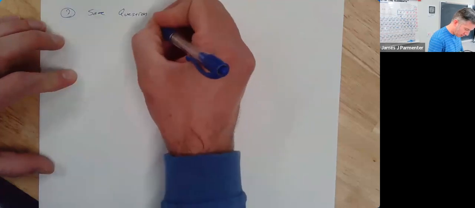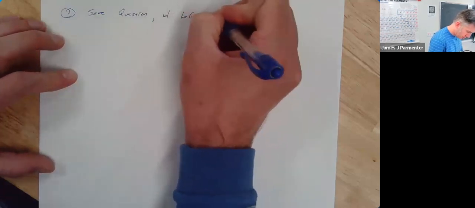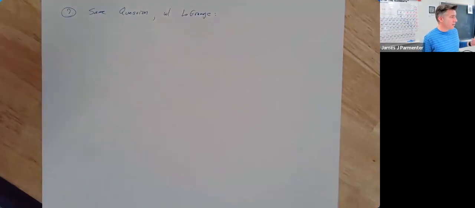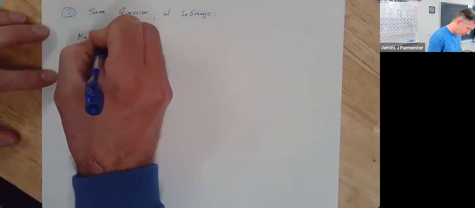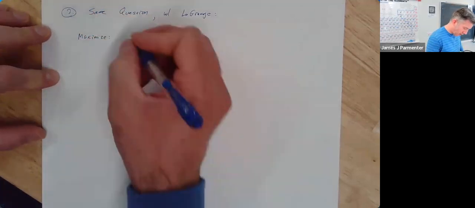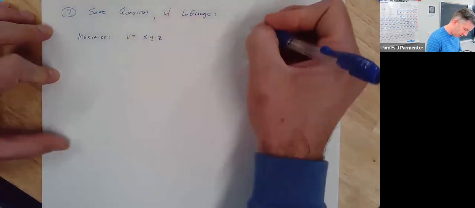But now with Lagrange. Okay, so for Lagrange, we need to identify two things. We need to identify what we're trying to maximize or minimize. So here we want to maximize the volume, which is equal to x times y times z. I suppose I could draw the same picture again.